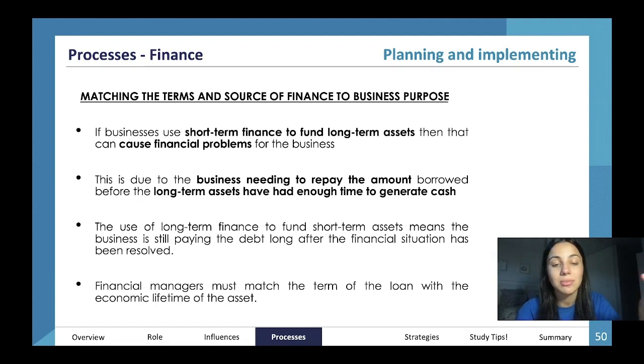So when you look at the syllabus, there's short-term debt, and that's where it's looking at overdraft and debentures, and then there's long-term debt where it's got mortgages and then the other forms of long-term debt. You want to make sure that short-term assets are paid off with short-term debt or short-term finance. Long-term assets are paid off with long-term debt.